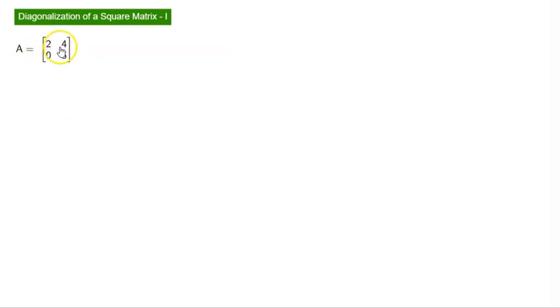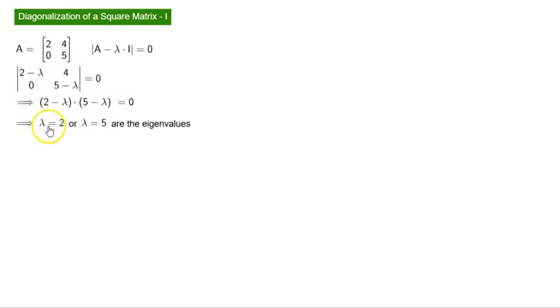Let's say A is equal to this matrix 2, 4, 0, 5, a 2 by 2 matrix. Remember the characteristic polynomial? Determinant of A minus lambda I is equal to 0. Let's write it in this form. Determinant of 2 minus lambda, 4, 0, 5 minus lambda equals 0, which implies 2 minus lambda times 5 minus lambda is equal to 0, because 4 times 0 is 0. So that means lambda equal to 2 or lambda equal to 5 are the eigenvalues.